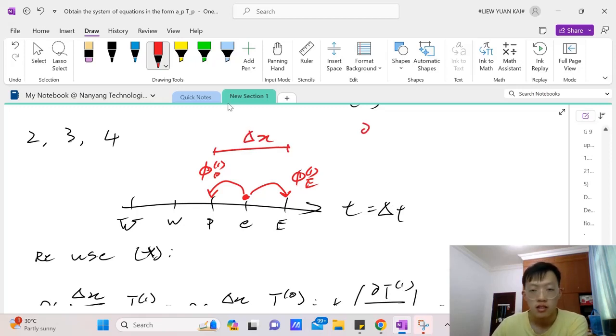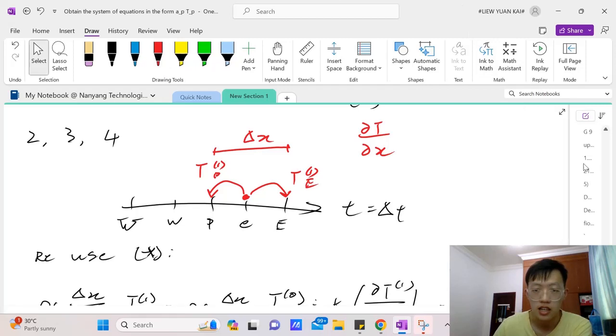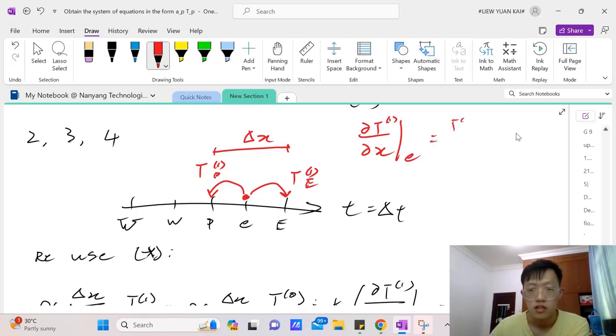Sorry, it's not phi, because this problem involves temperature. So it's not phi, it's T. So dT/dx at e is equal to the future east temperature minus the future P temperature, divided by delta x.